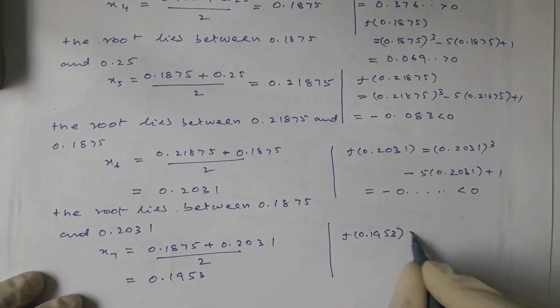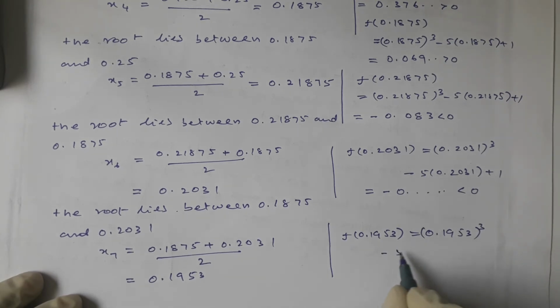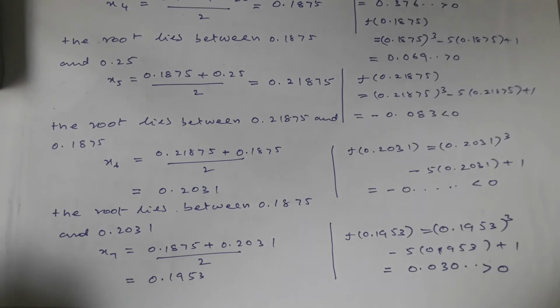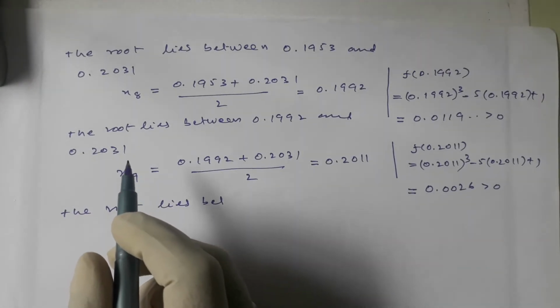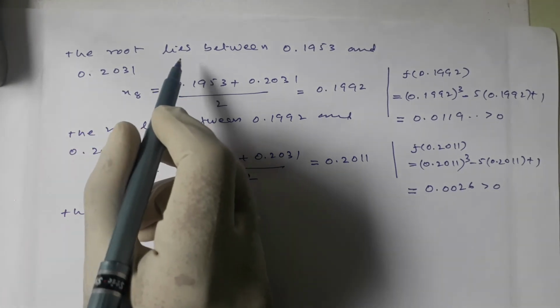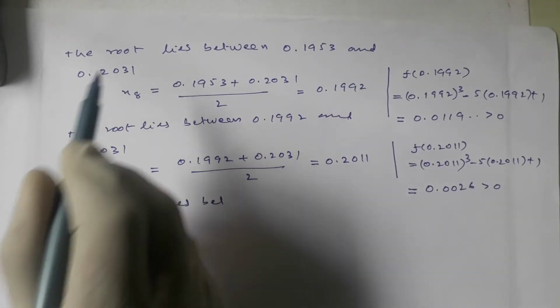Here f of 0.1953 is equal to 0.1953 whole cube minus 5 into 0.1953 plus 1, which is equal to 0.030, greater than 0. As previously, it is greater than 0, so the root lies between 0.1953 and 0.2031.